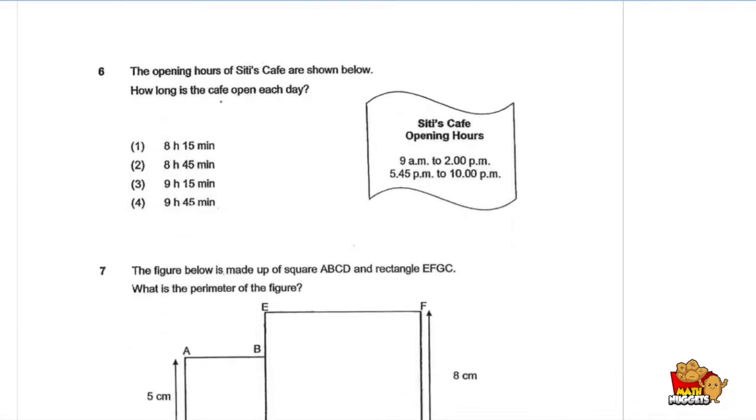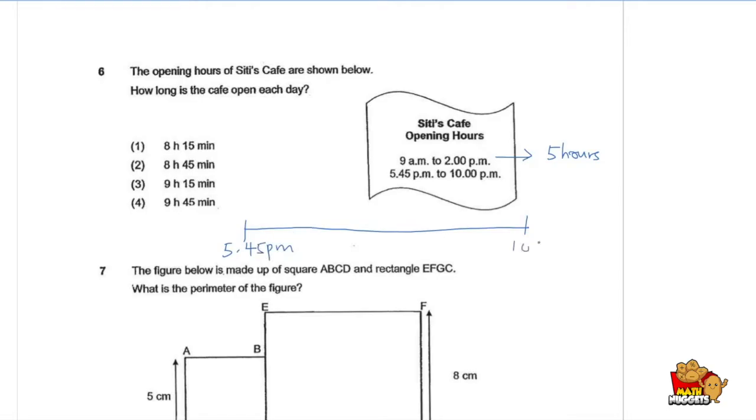Question 6. How long is the cafe open each day? So from 9 to 2, 9, 10, 11, 12, 1, 2. So you just need to count for the first part, that's 5 hours. This is quite straightforward. Now for the next one, from 5:45 to 10, if you're a little confused, I suggest you draw the timeline.